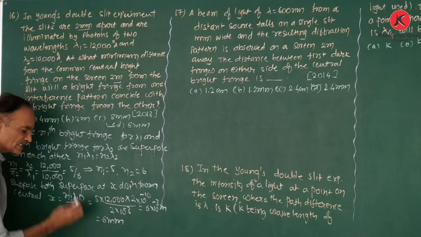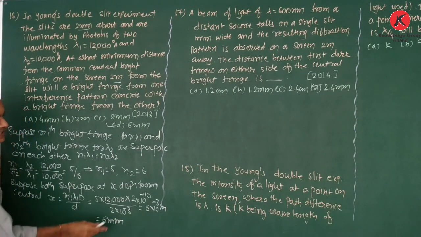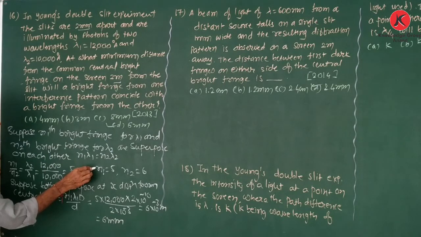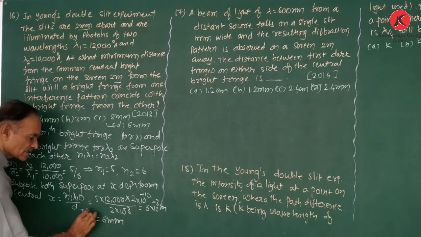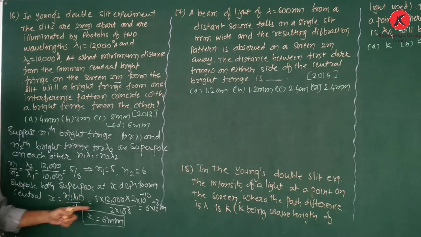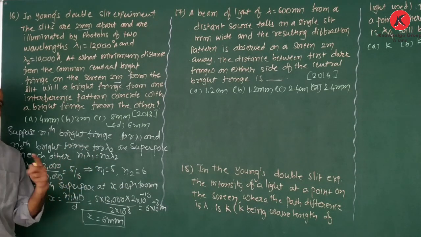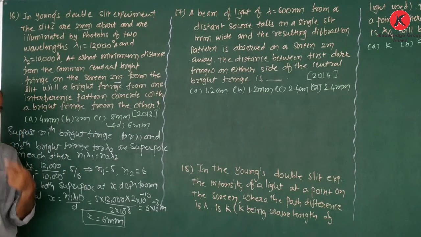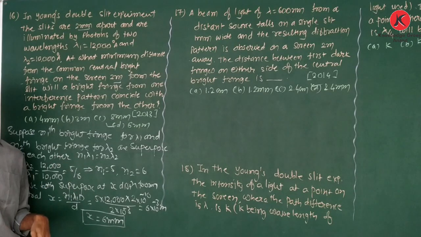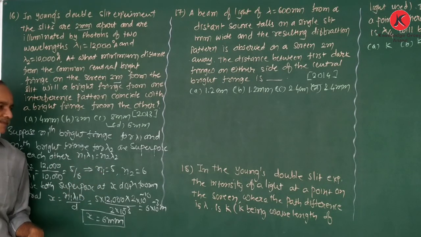At 6 millimeter distance from the central fringe, the 5th order bright fringe due to wavelength lambda 1 equal to 12,000 angstrom and the 6th bright fringe of the wavelength lambda 2 are superposed, at distance x equal to 6 millimeter from the central fringe. So the same type of numerical we discussed in the exercise. I think it was 10.6 or 10.7, and that is asked in this year's board exam.